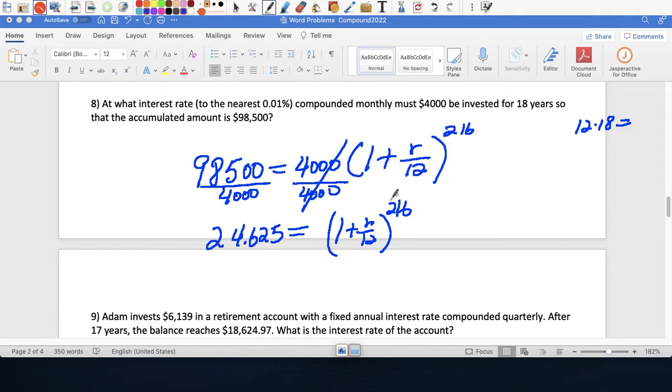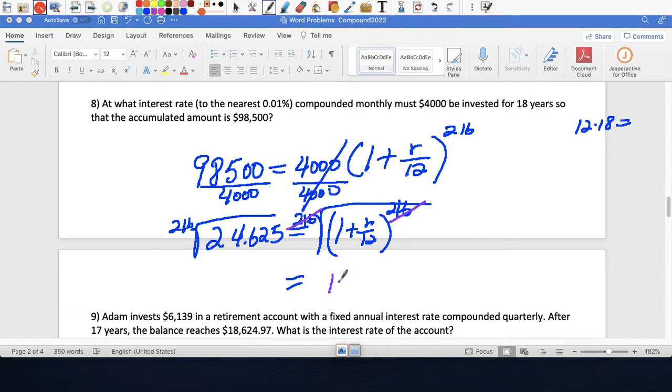Okay, so now comes that part. How do I get rid of this exponent of 216? I can take the 216th root of this, and I'm going to take the 216th root on this side. Okay, now we know that this and this will go away, finally leaving me without any exponents.